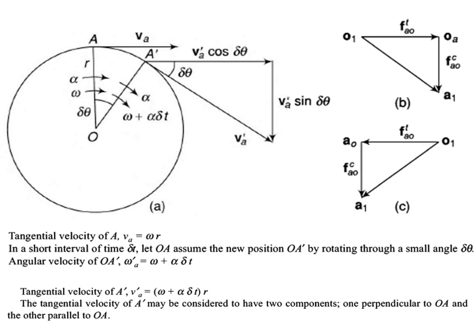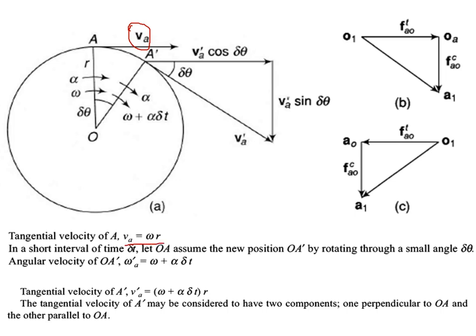So the same thing we can see here. The tangential velocity of A is VA. From the last few classes you have seen that velocity is angular velocity multiplied by the length, which is the radius here. So it is r multiplied by the angular velocity, omega into r. So VA equals omega into r.